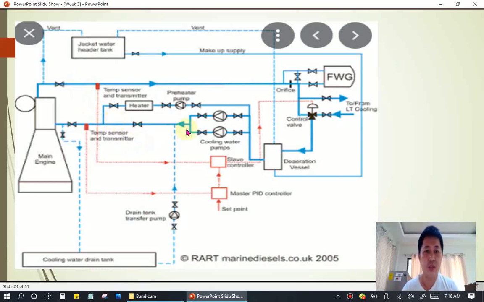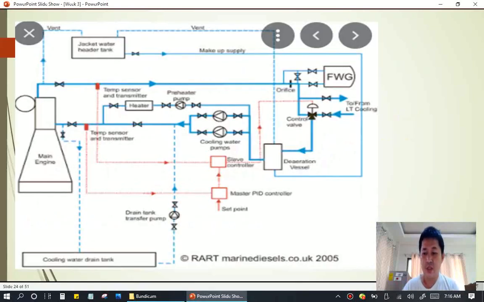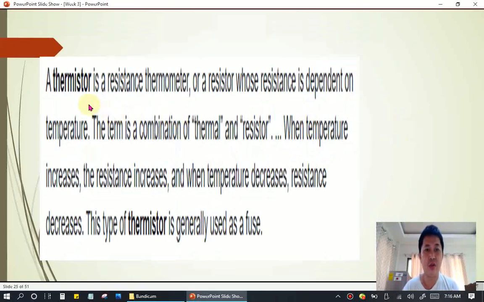Here we have a thermistor. It is a resistance thermometer, a resistor whose resistance is dependent on the temperature. The term is a combination of thermal and resistor. When temperature increases, the resistance increases, and when temperature decreases, resistance also decreases. This type of thermistor is generally used as a fuse.